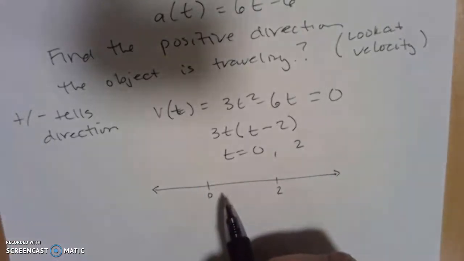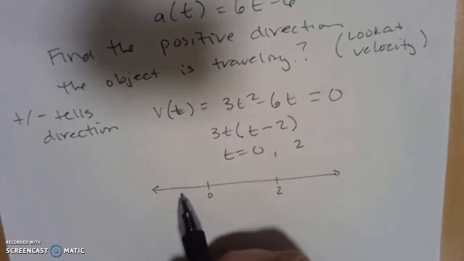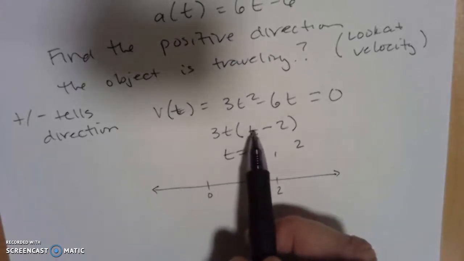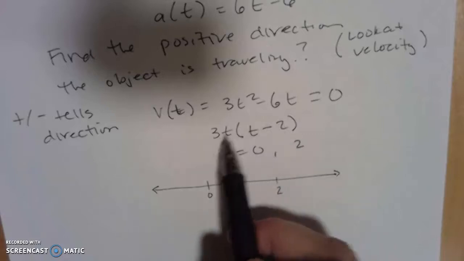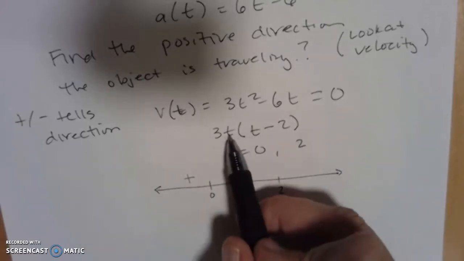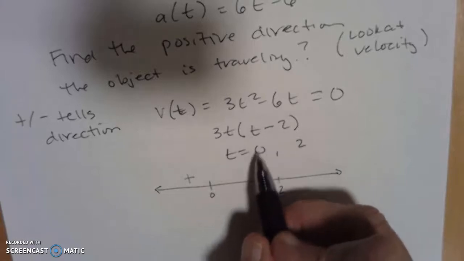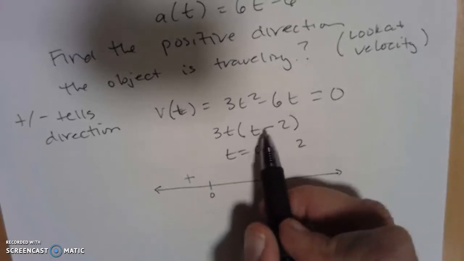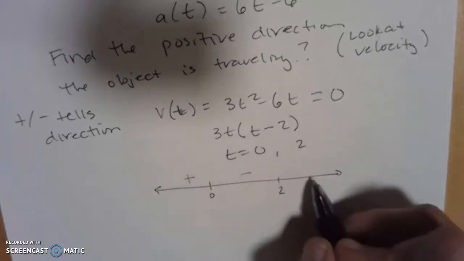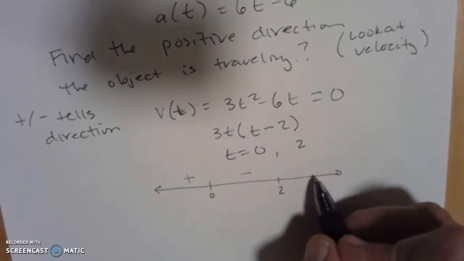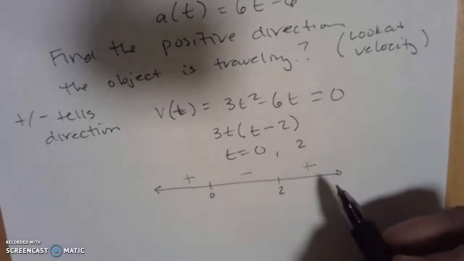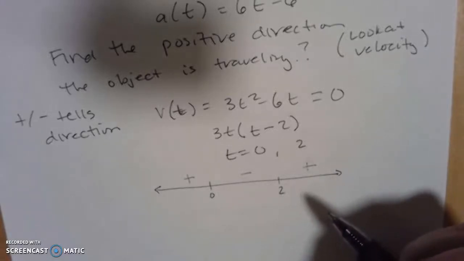So what's happening on the left side of 0? Well, let's plug in -1. A negative times a -1 minus 2 is a negative times a negative, which is a positive. Let's plug in the number 1. We're going to get a positive times a negative. Here, when I plug in 1, 1 minus 2 is a negative, and -1 times 3 is negative. Now let's plug in the number 3 or some other number. I'm going to get a positive times a positive. It's going to be a positive.